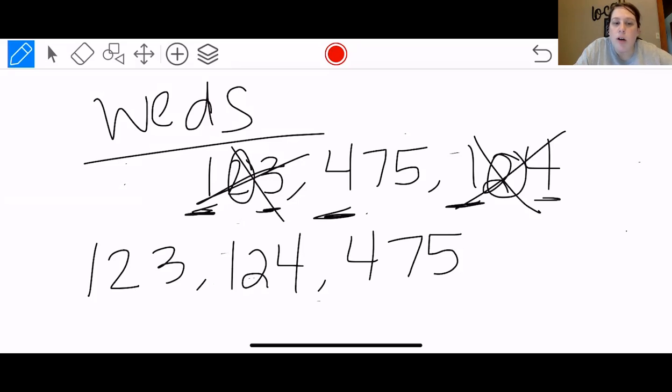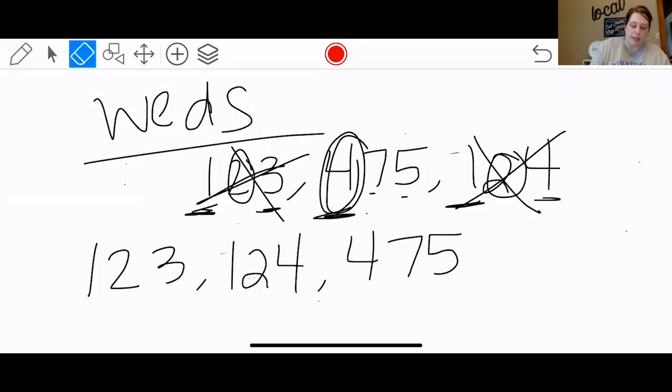So when you're ordering, you want to look at hundreds, then tens, then ones. The biggest one is going to be whatever number has the biggest digit in the hundreds place. So on tonight's homework and your classwork today, you really want to make sure you're paying attention to whether they're asking you greatest to least or least to greatest.